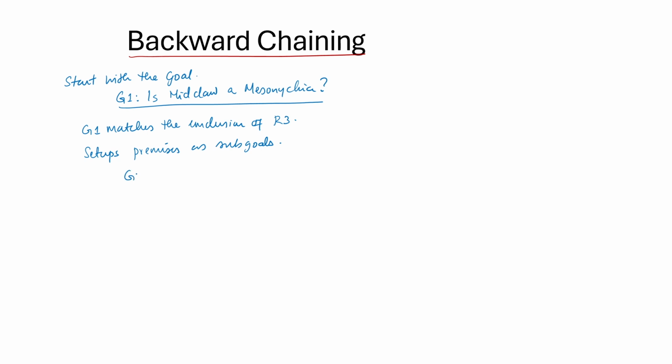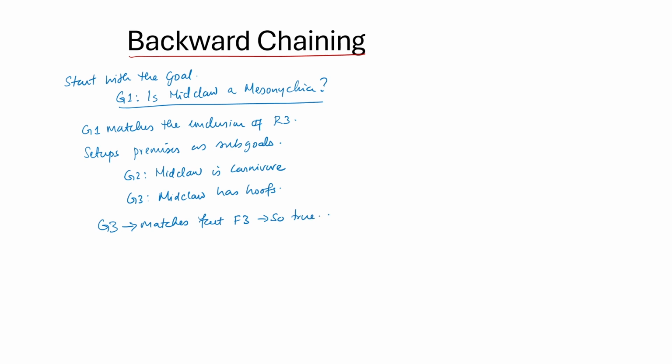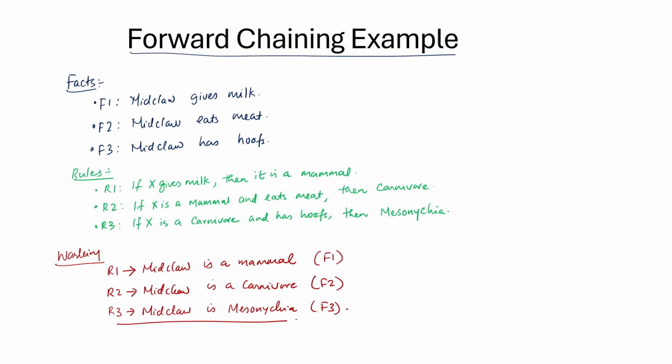Now, G2: mid-claw is carnivore. Goal 3: mid-claw has hooves. Now, we can see that G3 matches fact F3. So, true. What is F3? F3 is mid-claw has hooves. You can see that there are three facts: mid-claw gives milk, mid-claw eats meat, and mid-claw has hooves.